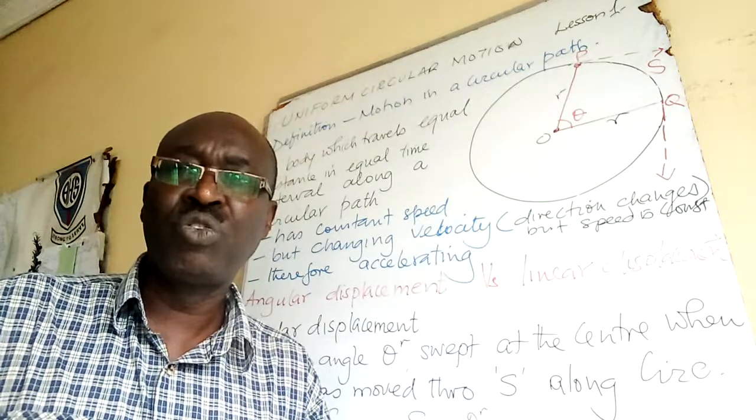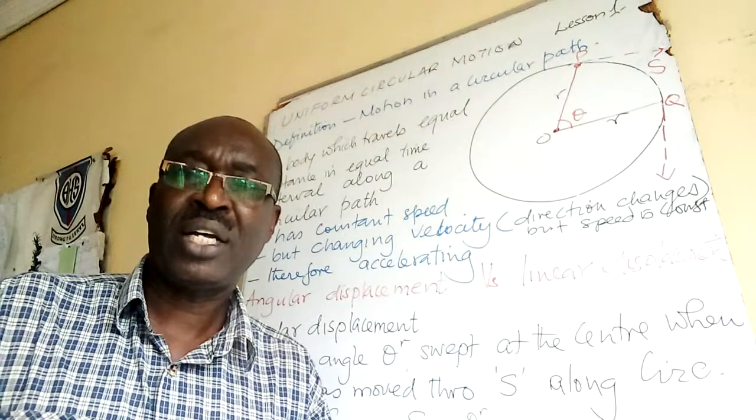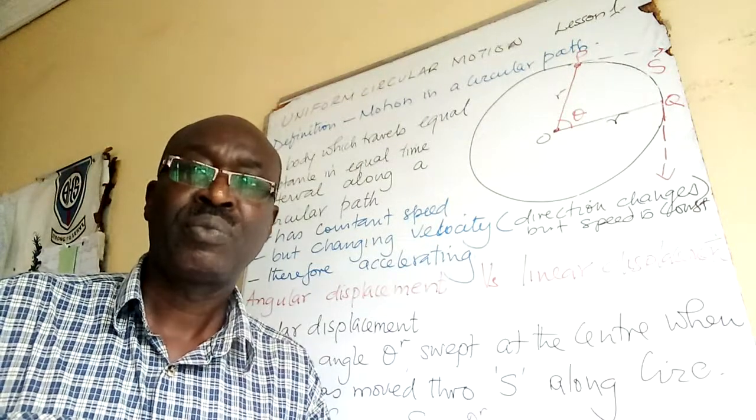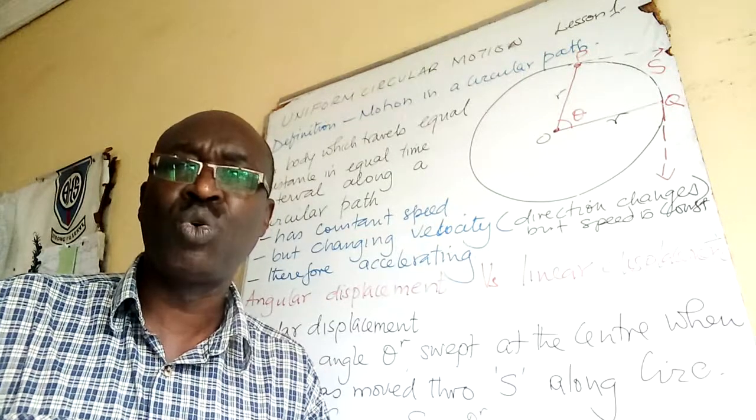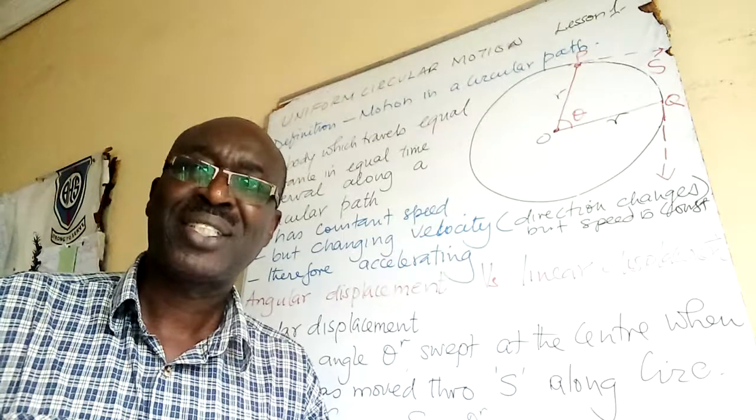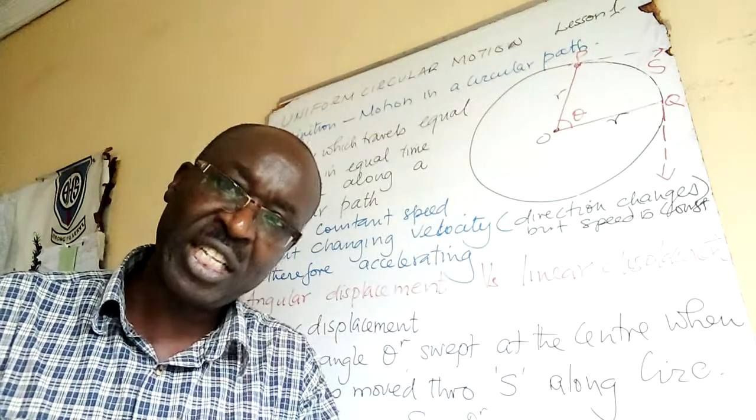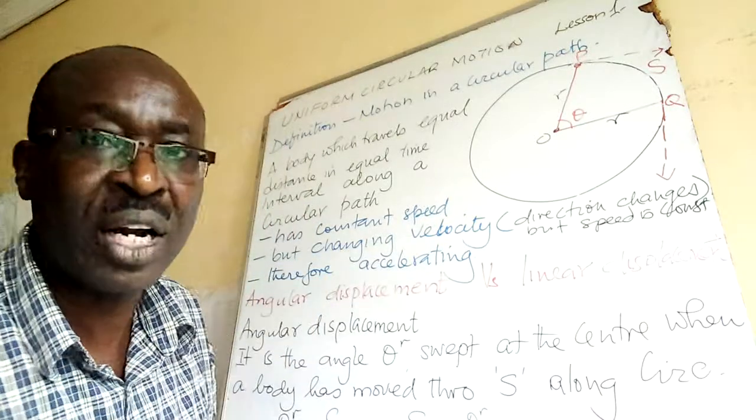If I move from 12, the minute hand moves from 12 along the circumference up to 3. That is a quarter of the circle. The angle subtended at the center is 90 degrees. If you have that, we are at home.